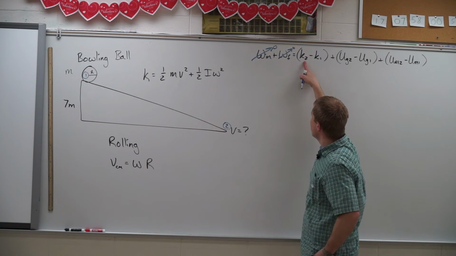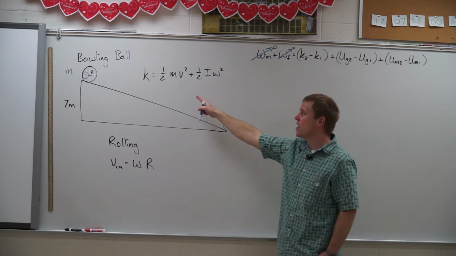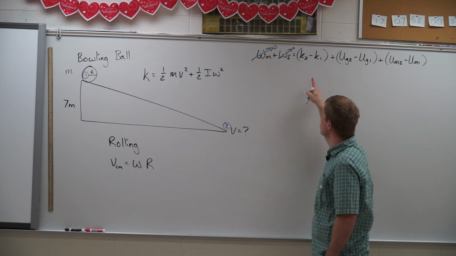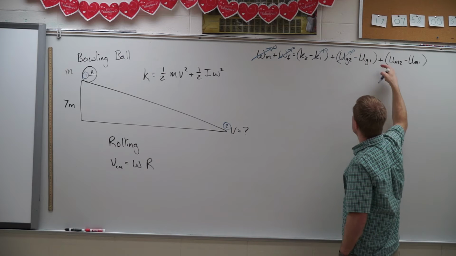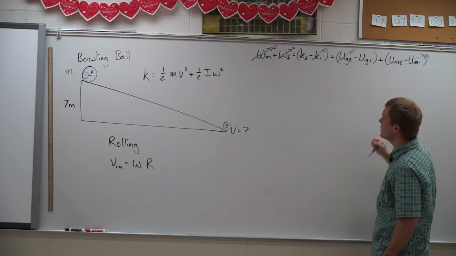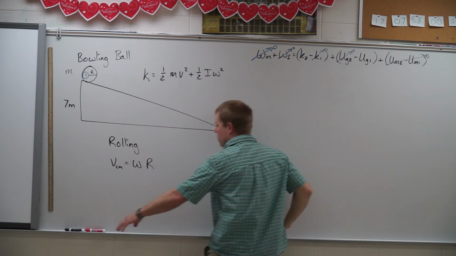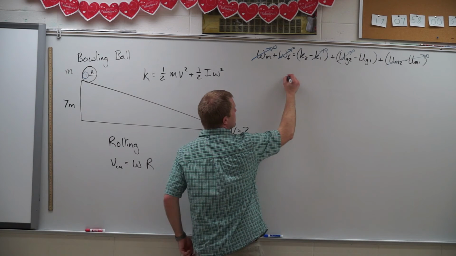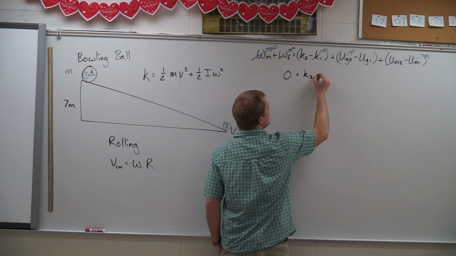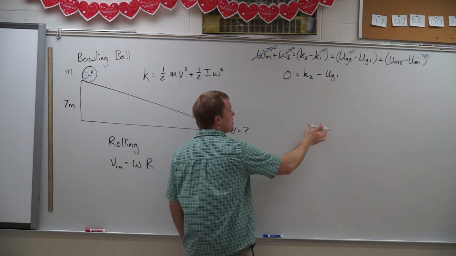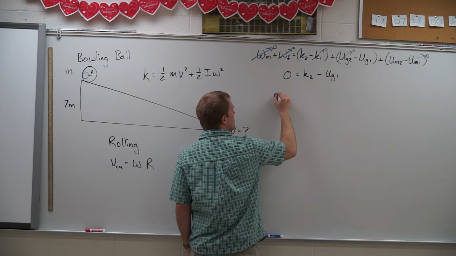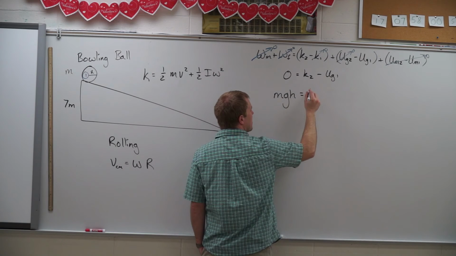There is kinetic energy at the bottom of the hill, and there's both types, translational and rotational. It starts at rest at the top. At the bottom, its height is 0, and there's no springs. So when I rewrite my equation here, I have 0 is equal to K2 minus UG1. And I'm going to make my substitutions. I'll move the UG over to the other side, so I have mgh. That's the same as before.